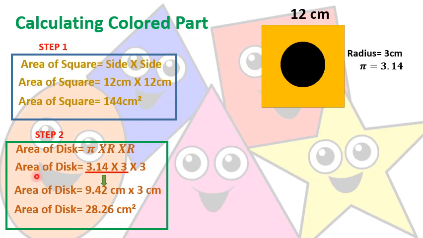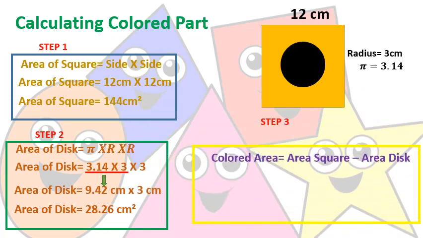Again, what we did was the following. We found the area of the square, then the area of a disc. Now it is as if we are cutting this disc, because we want to find the area of the orange part only. So in step 3, cutting means subtracting. We're going to find colored area equals area square minus area disc. So colored area is 144 minus 28.26. Again, from where did we get these two numbers? From step 1 and step 2.